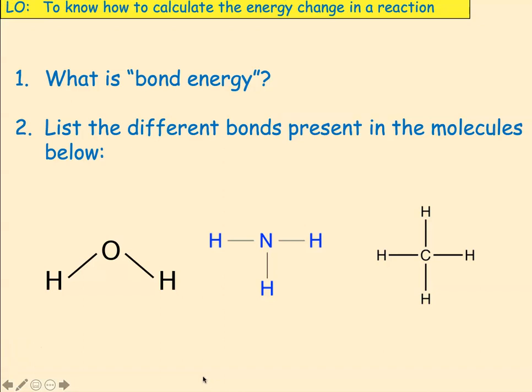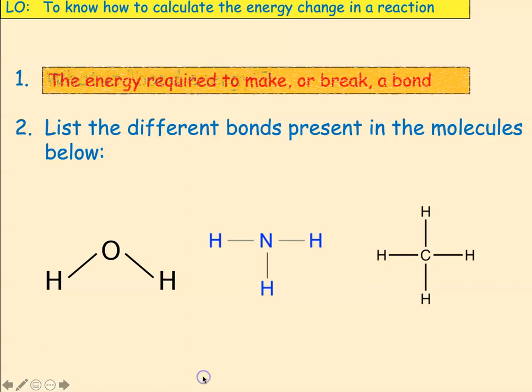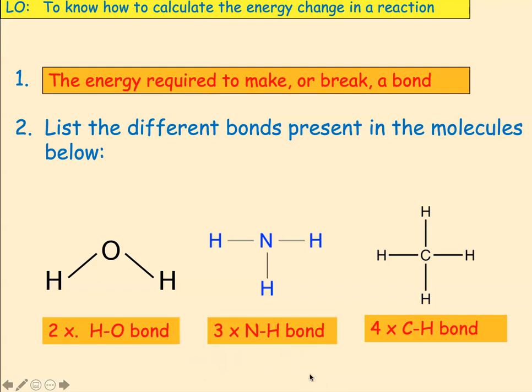Right, what is the bond energy? The bond energy is the energy required to make or break a bond. So either the energy you have to put in or the energy you will get released. List the different bonds present in the molecules below. We've got 2 OH bonds or HO bonds. It doesn't matter which way round you put it. 3 NH bonds and 4 CH bonds.